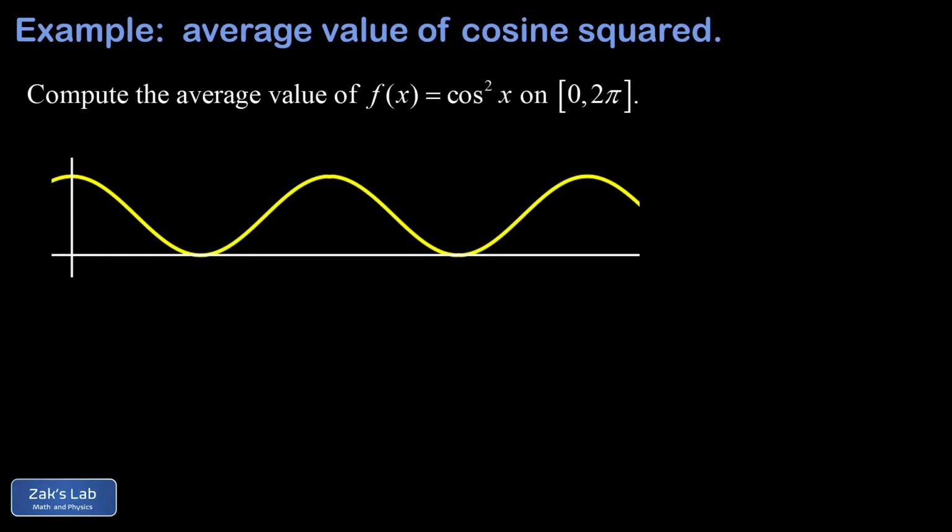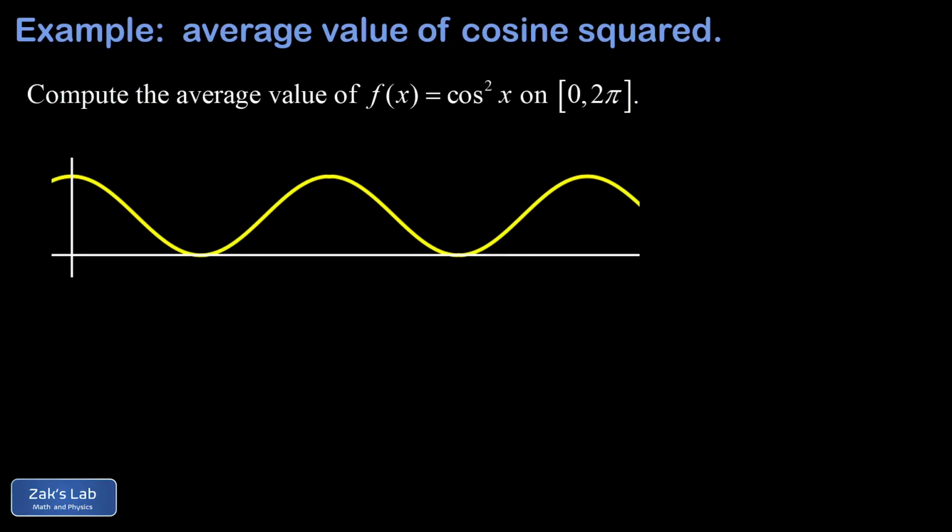In this video, we're computing the average value of cosine squared x on 0 to 2 pi. Now, because this function is periodic, actually with a period of pi, the average value over any integer number of periods will be the same, so we can just think of this as the average value of cosine squared.